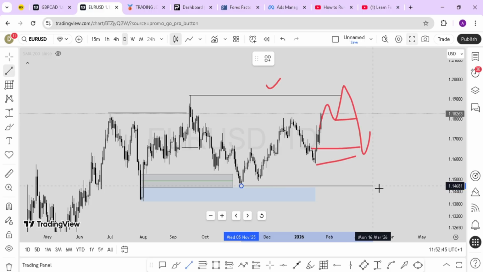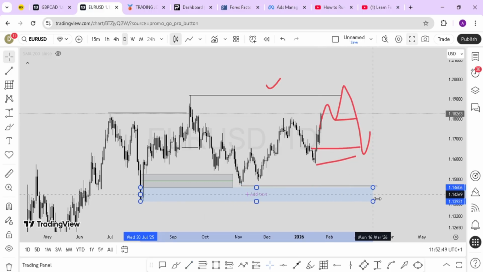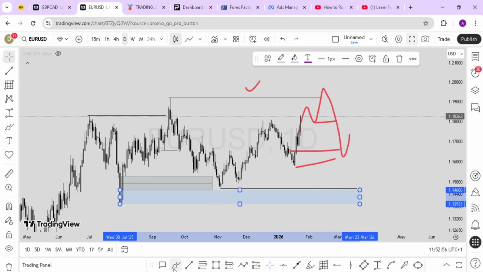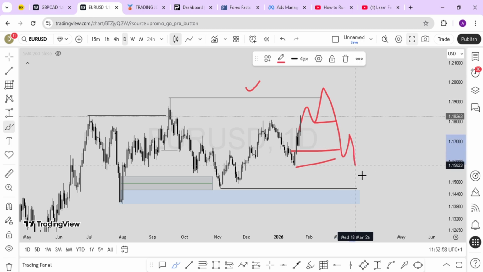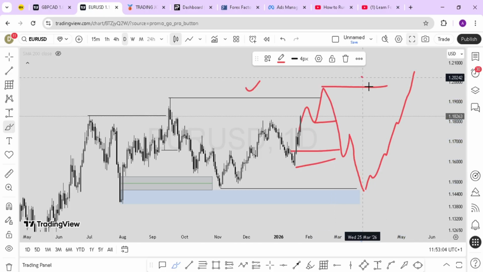But in this scenario, I will be very, very skeptical and very observant, because I know that since the market refused to mitigate this other block, the market might end up coming to this level and sweep this low like this, then mitigate this other block before it starts giving us the continuation in the structure.